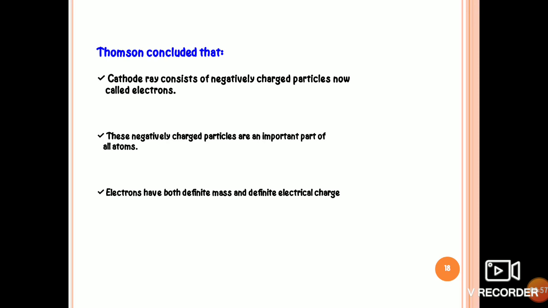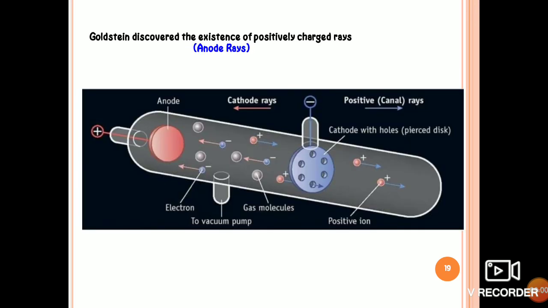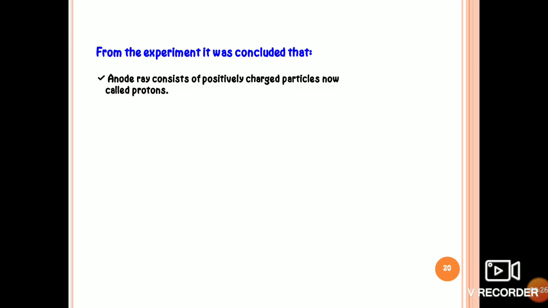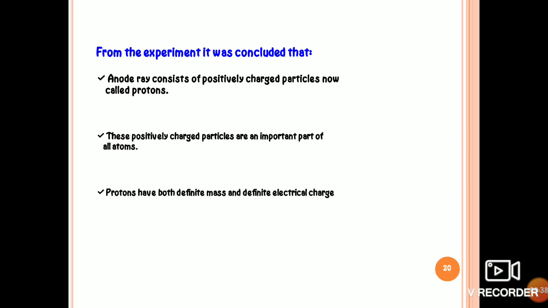Some years later, a scientist named Goldstein performed the same experiment again. He observed that when cathode rays move from the negative to the positive terminal, at the same time a beam moves from the positive to the negative terminal. He called this beam anode rays. So if the beam moved towards the negative terminal, that means it should be positively charged. So from this experiment, it was concluded that anode rays consist of positively charged particles, now called protons. These positively charged particles are an important part of all atoms, and protons have both definite mass and definite electrical charge.